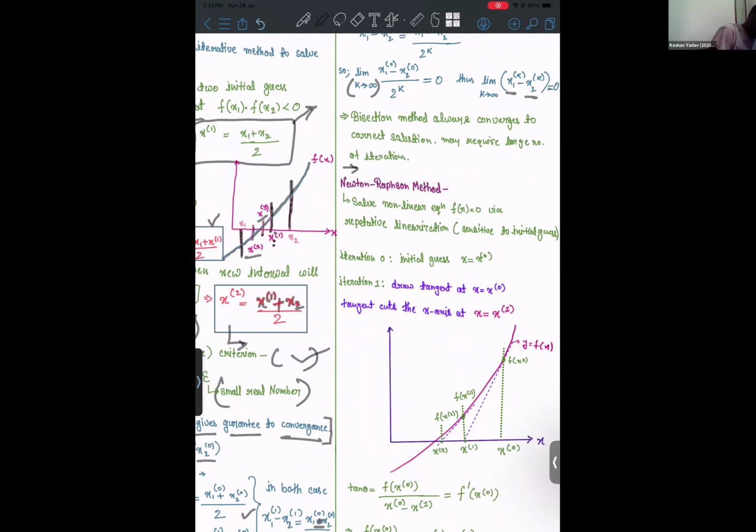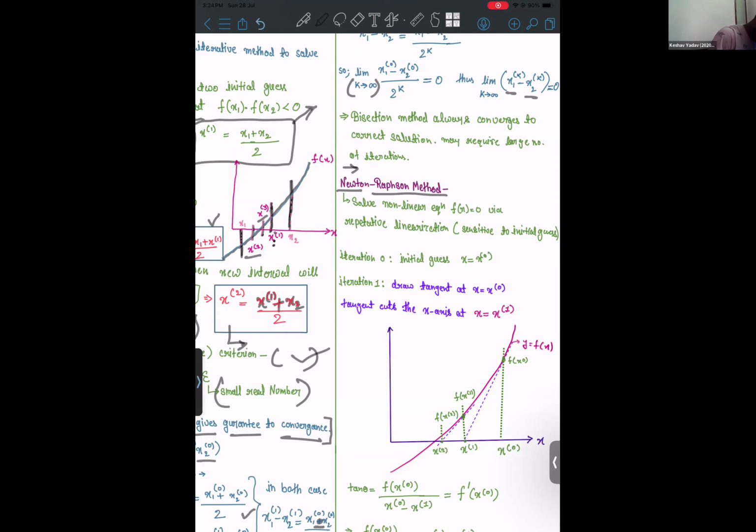Although the bisection method guarantees convergence, it usually takes a large number of iterations to converge. So a new method has been introduced, known as the Newton-Raphson method. In the Newton-Raphson method, we do not require two guesses. We only require one initial guess.